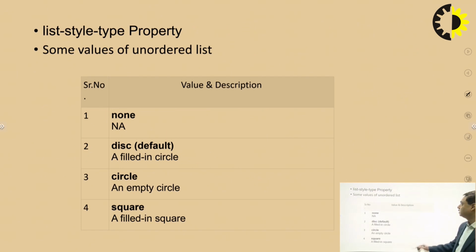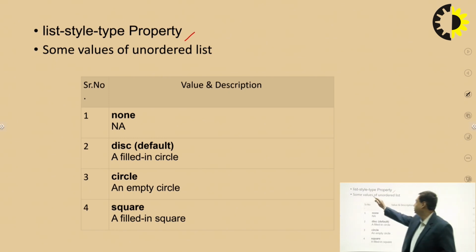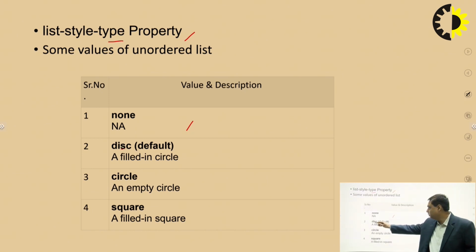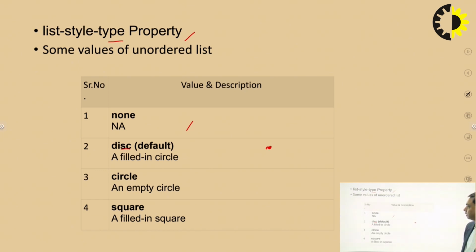So the first one is the list-style-type property. The name of the CSS property is list-style-type, and it has values. It can have the value none, that is, no marker will display, and its default value is disk. So by default the disk will be displayed like this. It can take the value circle, so it can display a circle like this, and it can display a square as a marker. So we have 3 different types mentioned: one is disk, second is circle, and third one is square.